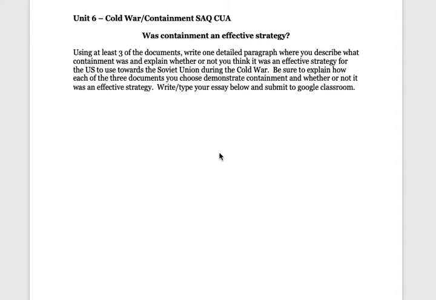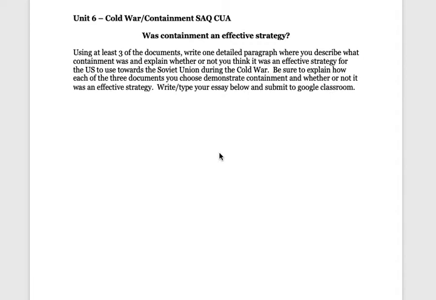So again, we're taking a look at Unit 6, the Cold War Containment. Short answer question, that's what SAQ stands for. And CUA is Common Unit Assessment. Whenever you're writing this paper, I always want to make sure my students know what I'm looking for. I'm looking for: was containment an effective strategy? So anytime you're writing a paragraph or pulling a quote, you want to come back to this question: was containment an effective strategy?